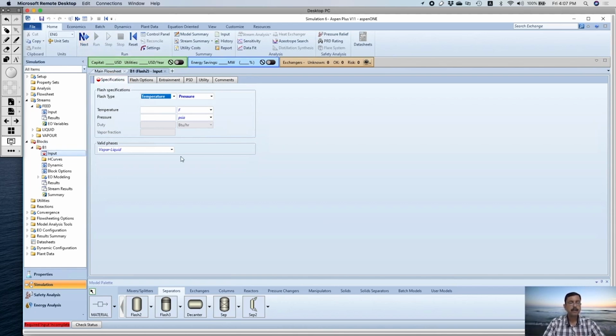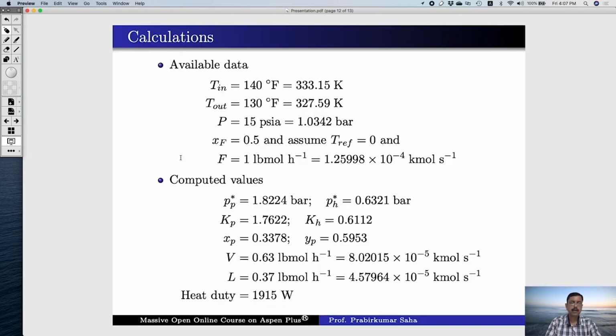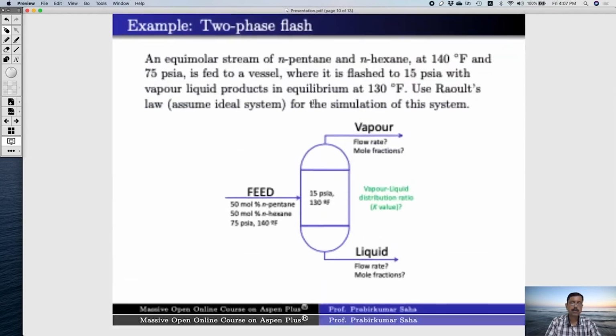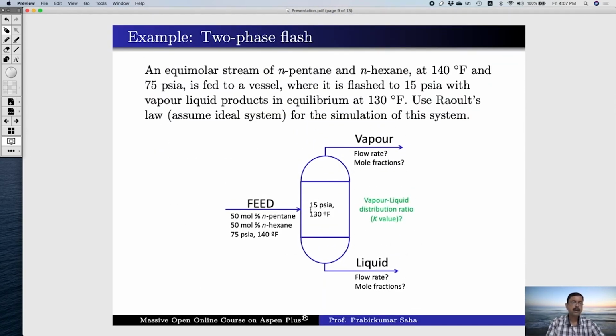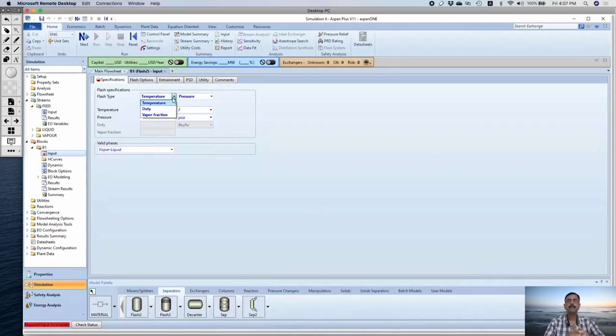Here again, it is asking for temperature and pressure, which are given. Instead of temperature, one can give heat duty. Temperature fixing means we have to supply the heat in such a manner that the temperature is fixed at 130 degree Fahrenheit. Now instead we can say that I will not give more than this much of heat duty. Let the block fix its own temperature.